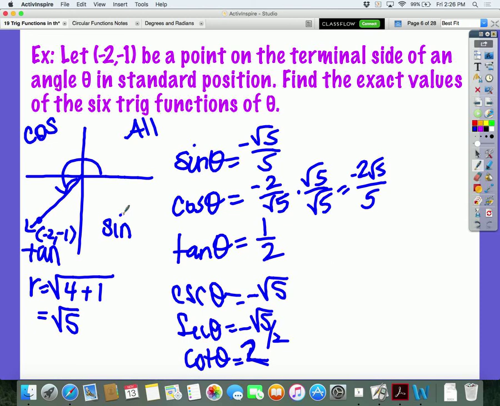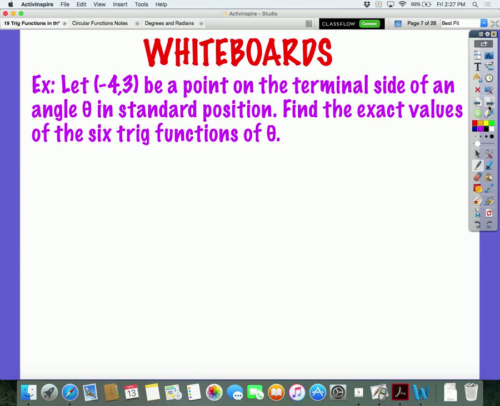So if you can remember the quadrant order, then you can remember: all students take calculus. Okay? Wait, all. Oh. You guys don't always are. Oh, okay. Sorry. That was so great. Sorry. Or is it all calculus takes students? Oh, yeah.